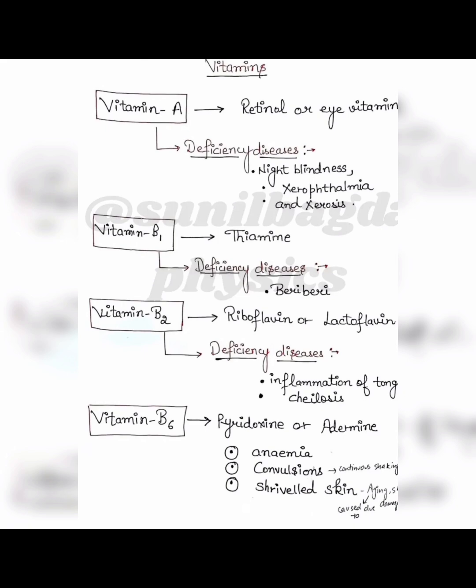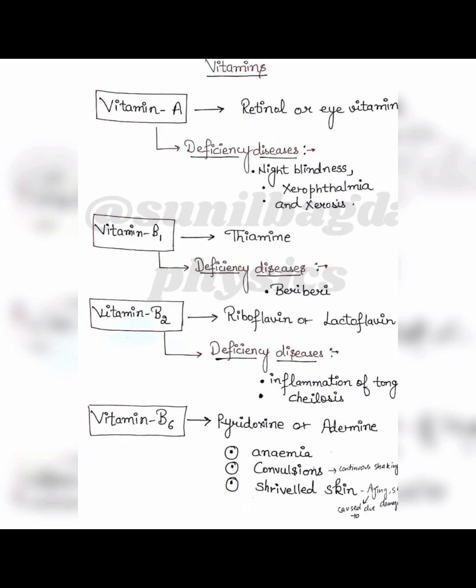The next biomolecule is vitamins. Vitamins are also essential biomolecules. There are various types of vitamins on the basis of solubility, that is, whether they are water soluble or fat soluble, meaning water insoluble compounds. The first vitamin is vitamin A, which is also called retinol or the eye vitamin. The deficiency of vitamin A causes night blindness, xerophthalmia and xerosis. The second one is vitamin B1, which is also called thiamine. Deficiency of vitamin B1 causes beriberi disease.